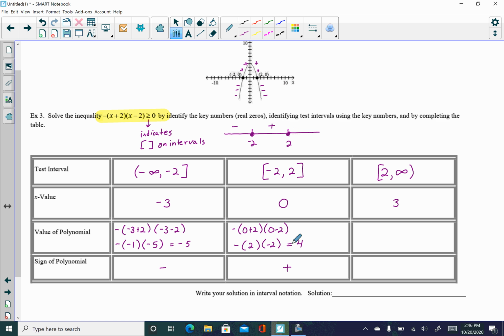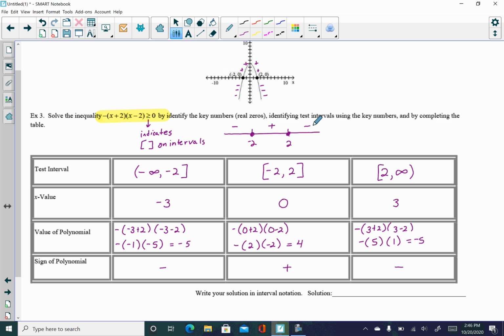Now I'm choosing something to the right of +2. I chose 3. Go to my function. Everywhere I see an x, plug in +3. So I have 3 + 2, 3 - 2, so I have negative times 5 times 1. And then that will land us at -5. So we're getting a negative there.